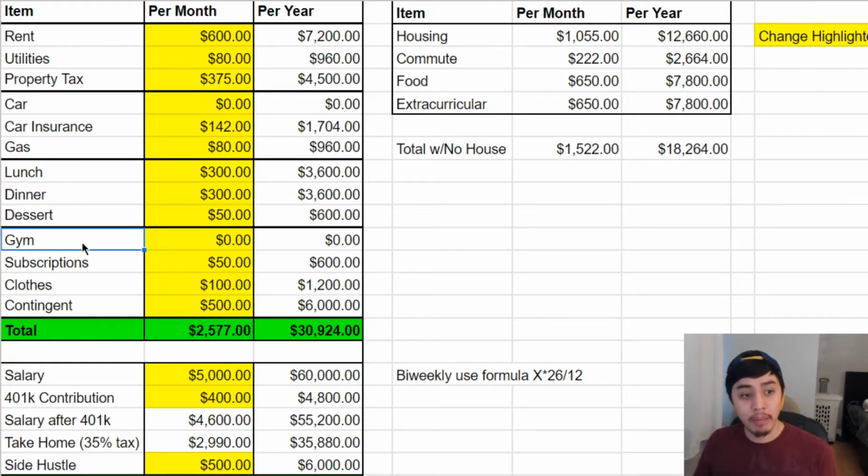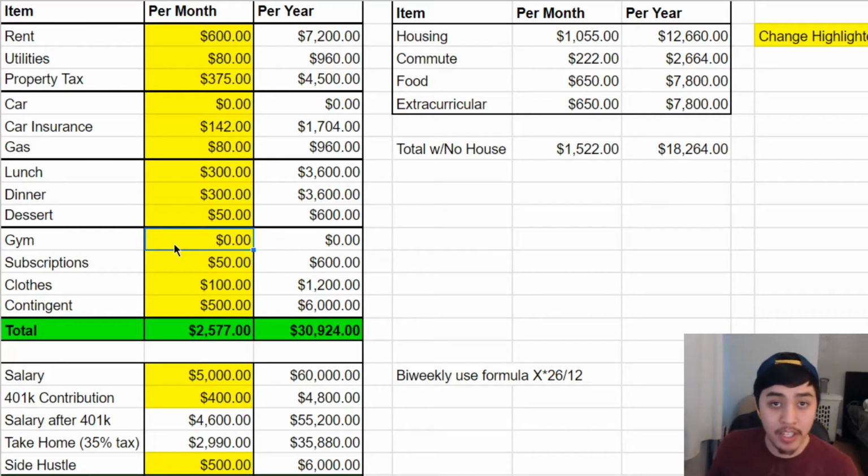For extracurriculars, I put gym, subscriptions, clothes, and contingency. Gym is obviously your gym membership. It's like your LA Fitness or your 24-hour. For me, it's 0. I don't go to the gym, so as you can see, I don't work out. But some people take it pretty seriously and it's like a health thing. So that's why I separated it from subscriptions.